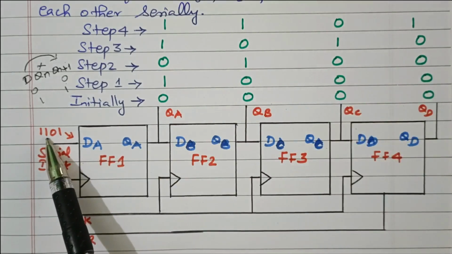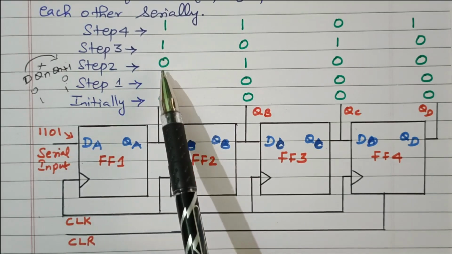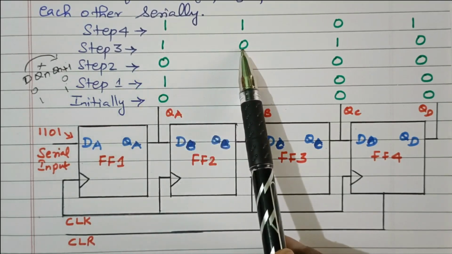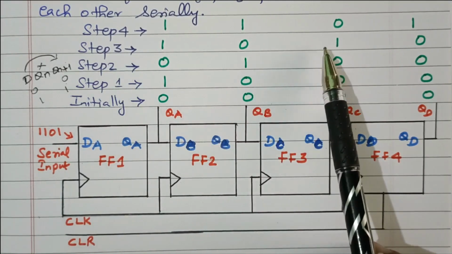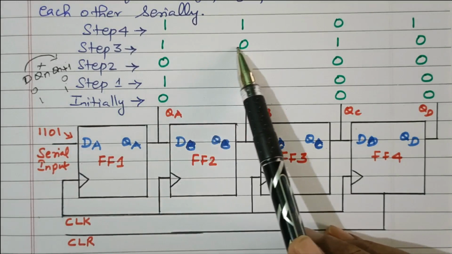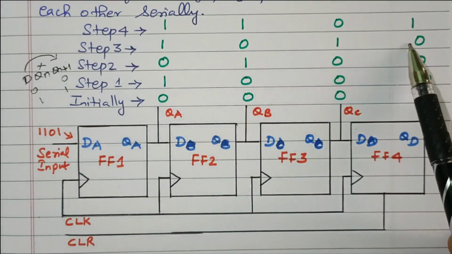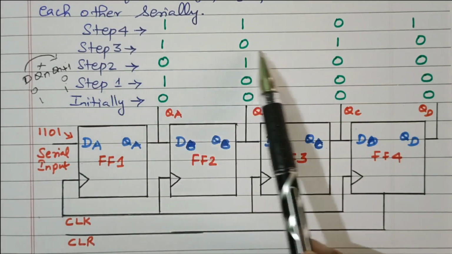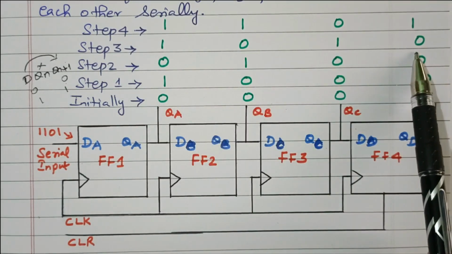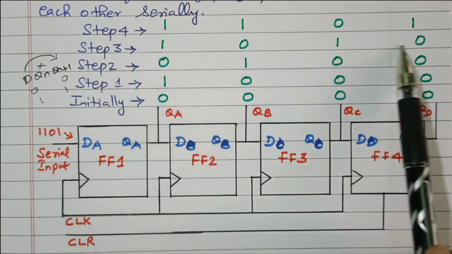In the third step, we are sending 1 again, because the data is 1, 1, 0, 1 with the bits arriving in order. So the 1 is given in the third clock pulse. This 0 will transfer to the next flip-flop, this 0 transfers to the next flip-flop, this 1 transfers to the next flip-flop, and this 0 transfers to the next flip-flop. Now it becomes 1010 after applying the third clock pulse.